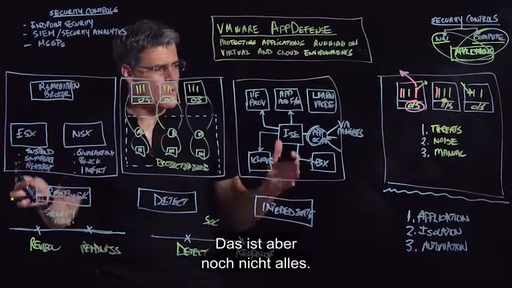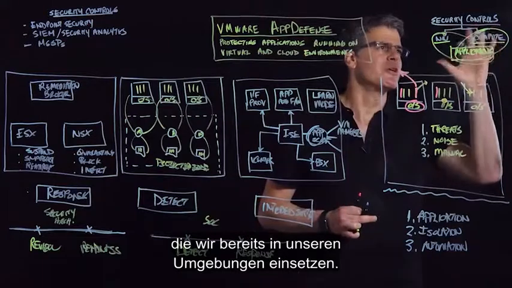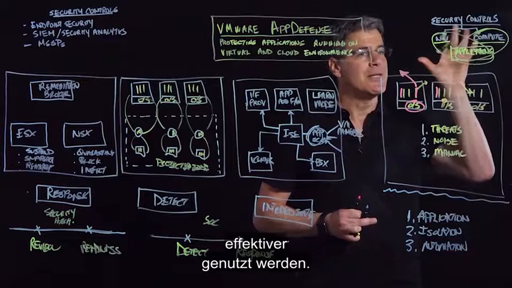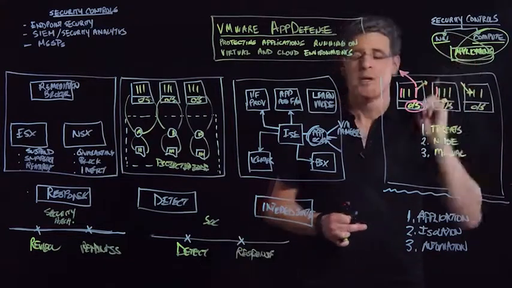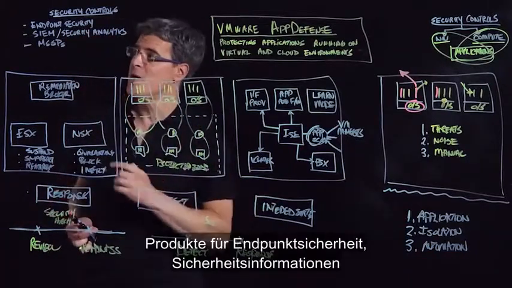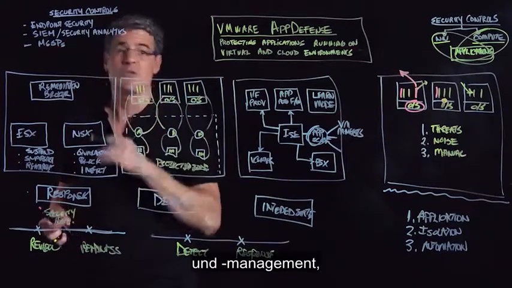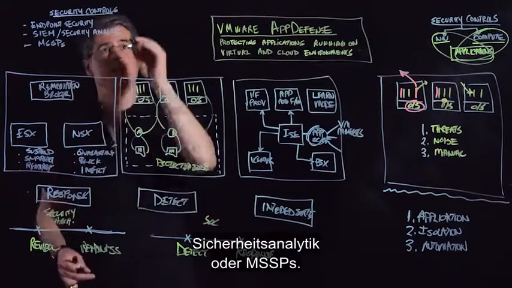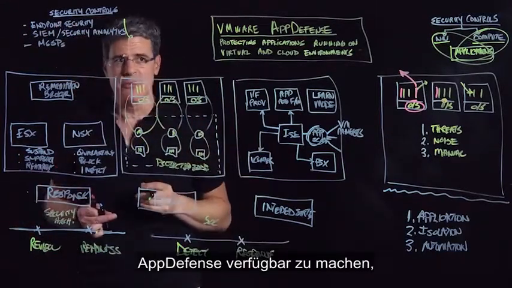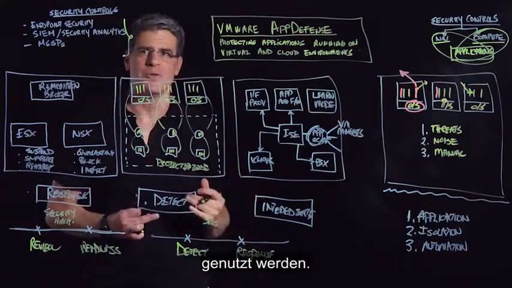Now, this isn't simply about what it solves on its own. Going back to the beginning, where we talked about the security controls that we're already using in our environments, it also has the opportunity to make these fundamentally more effective. On the compute side and the detect and response side, you're talking about products like endpoint security products, security information and event management or security analytics products, or MSSPs. By enabling these to plug in and leverage AppDefense, they can take advantage of many of the same benefits that we're using.